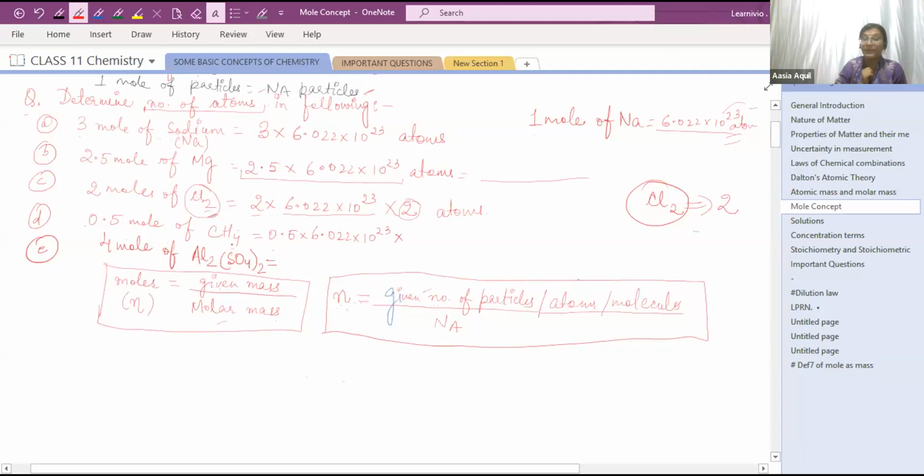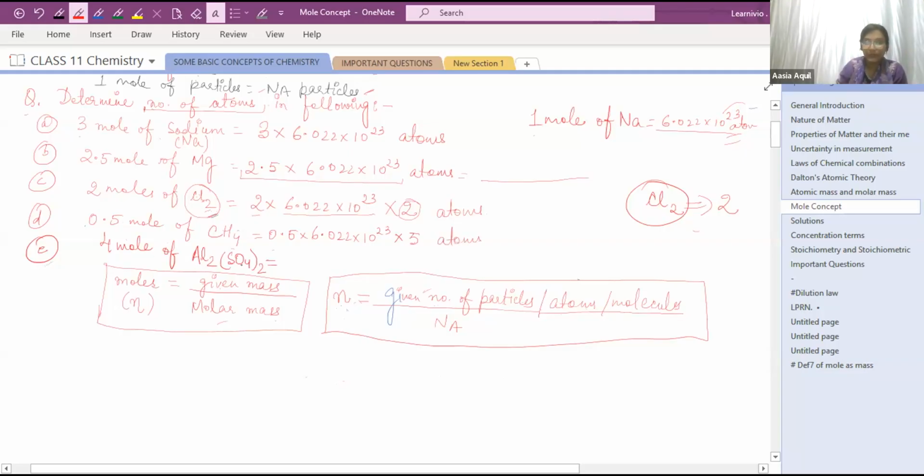5 atoms are there. How many total atoms are there? 1 for carbon and 4 hydrogens are there, right? Total atoms is 5. So we have to multiply it by 5. Okay? Yes, ma'am. Now the third last part, E part.